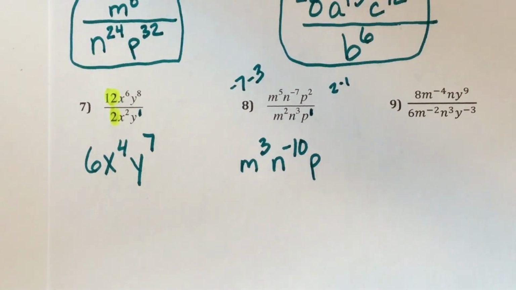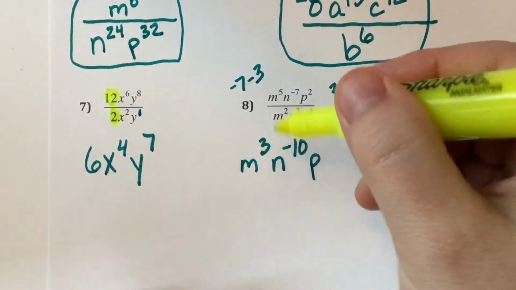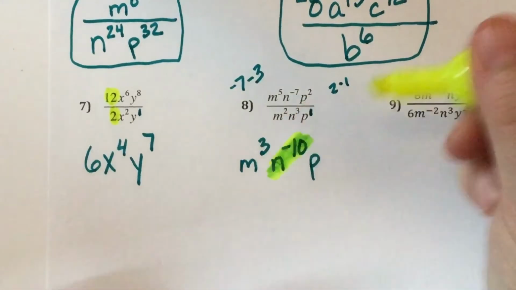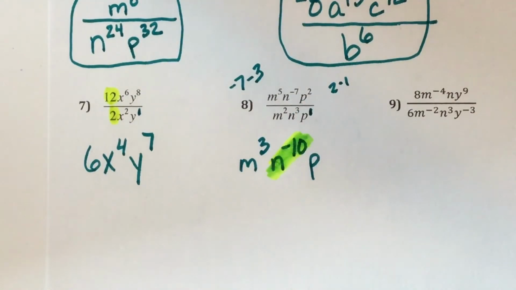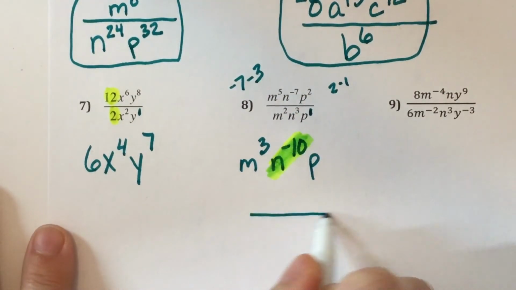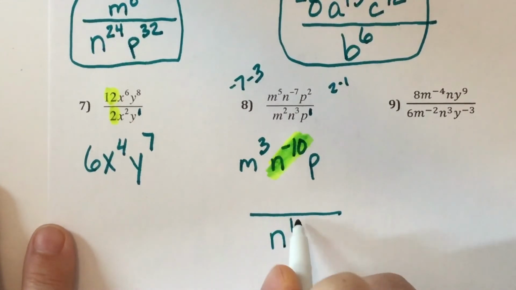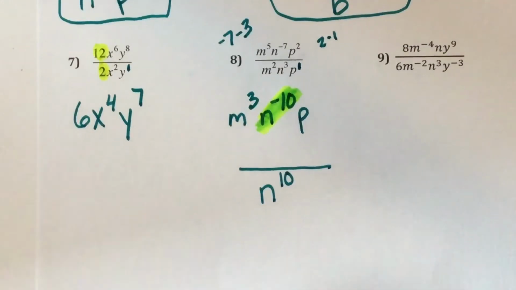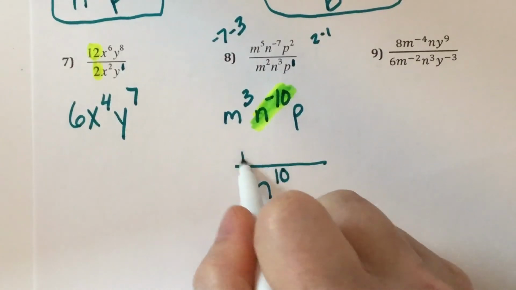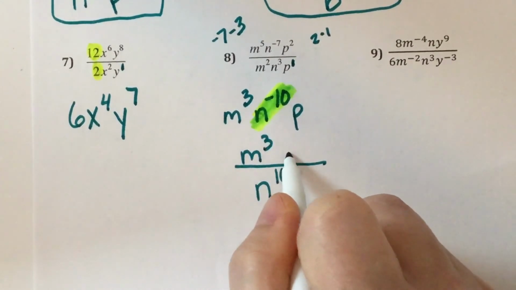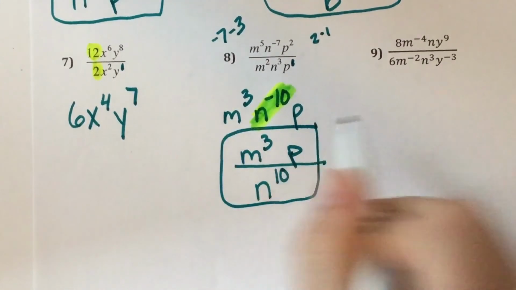Anybody have to move? Yes, Mr. N has to move. So if something has a negative exponent, you got to move it. So I'm going to make my division bar. I'm going to go ahead and move the N. Remember, when you move it, the exponent switches to positive. The M will stay put, and the P will stay put. And that's it, and I'm done.